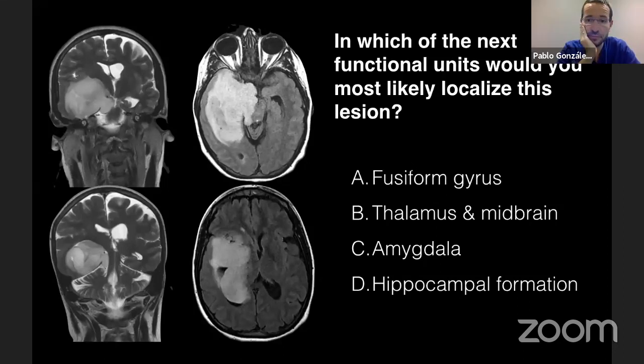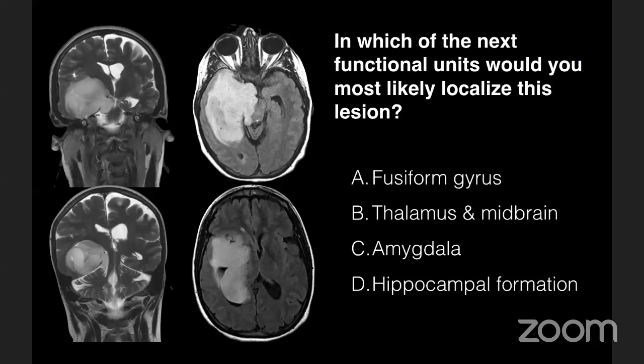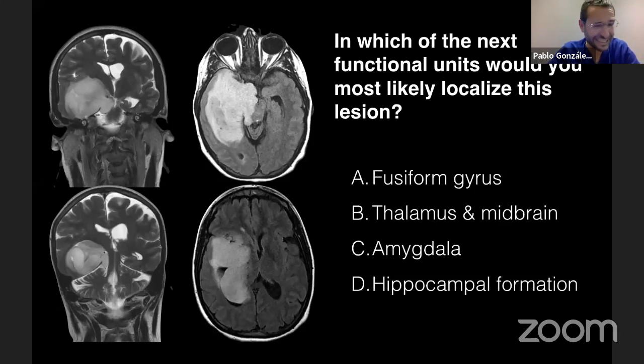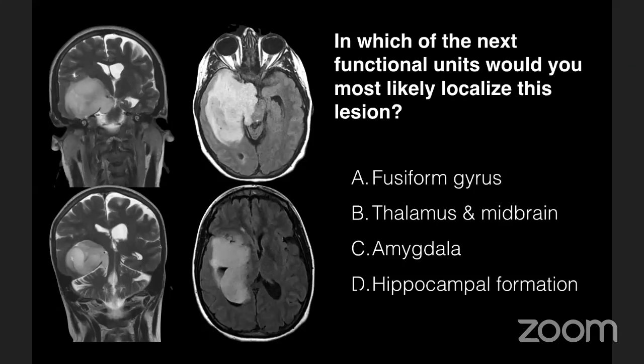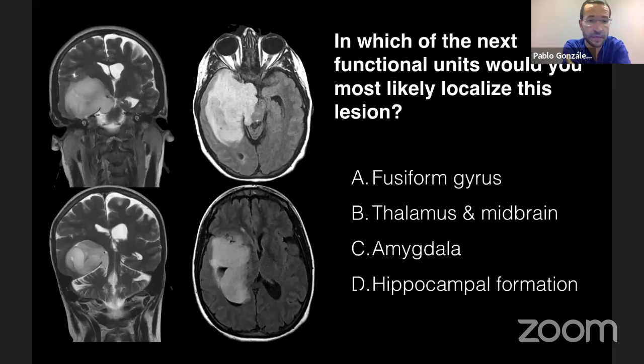So fusiform, midbrain, amygdala, hippocampus. It is thalamus and midbrain. Say again? Thalamus and midbrain, option B. Okay, option B. Any other idea? Anybody else wants to take this question? Where exactly, what functional area is this? Ali Ahmad is there, so let's see. Most of the answers on chat are hippocampal formation.